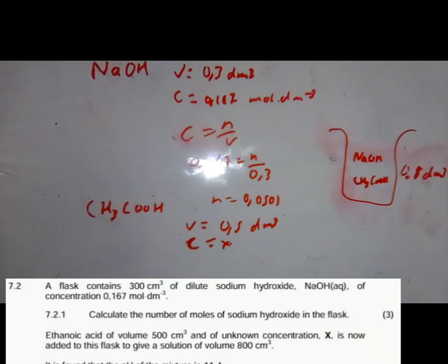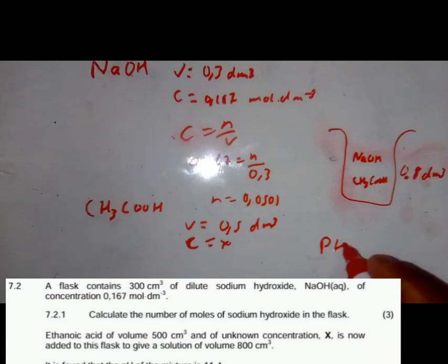So I hope you get it. So now let's see. Now they say this is added to give the volume of that, right? Now they said it is found that the pH of the mixture is 11.4. So whenever they give you the pH, it is always formed because of the excess, right?